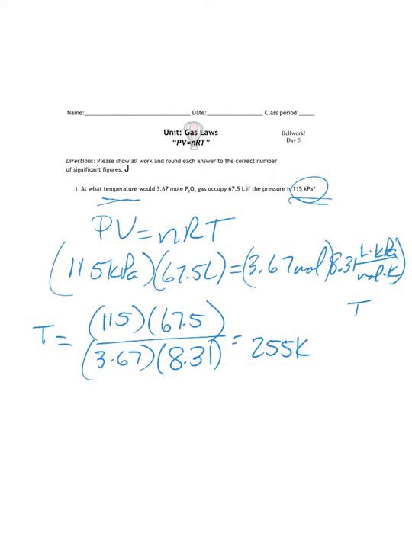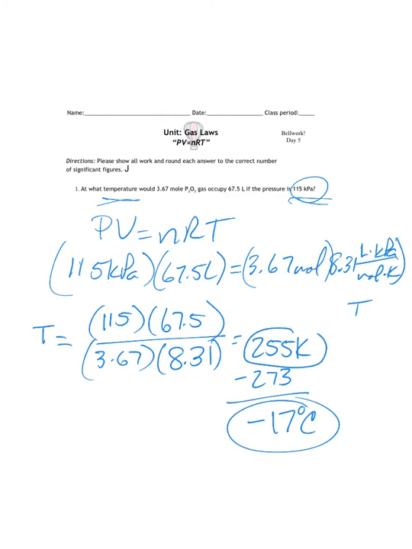And if it asked for it, it didn't. It just said at what temperature. But if I wanted it in Celsius, I'd subtract 273, and I'd get minus 17 degrees Celsius. So you got two answers right there. There's a good ideal gas law review.